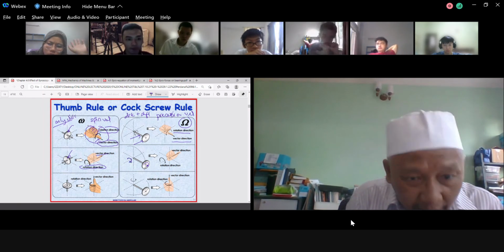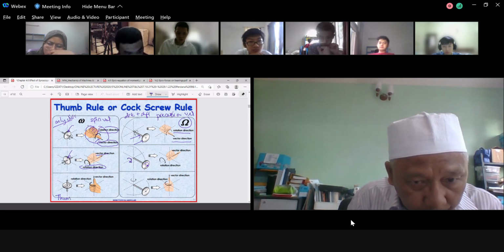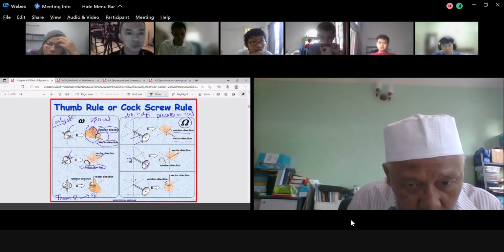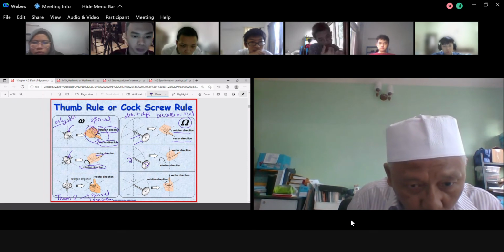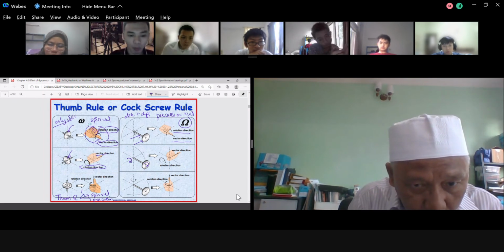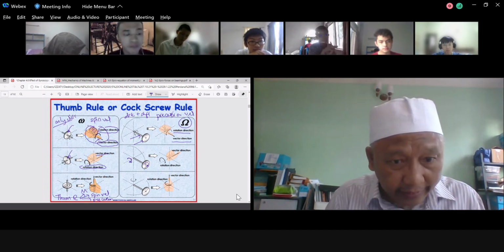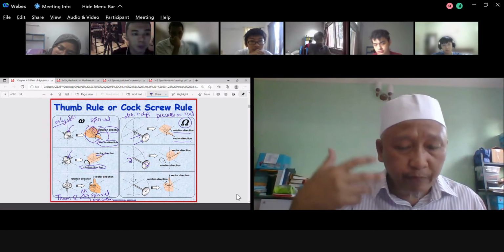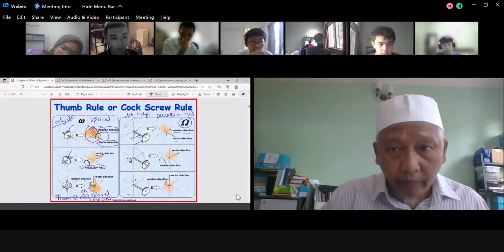So finally, I want to conclude that the thumb rule can be used for spin velocity, can also be used for precession velocity, and can also be used for moment or couple. The thumb rule is the most important thing to point out the three parameters: spinning velocity, precession velocity, and also couples. Okay.